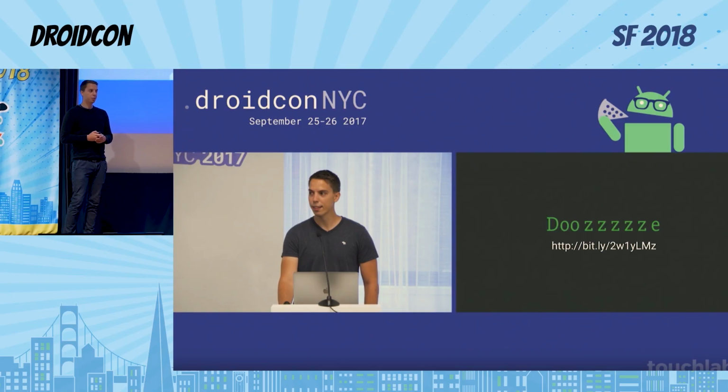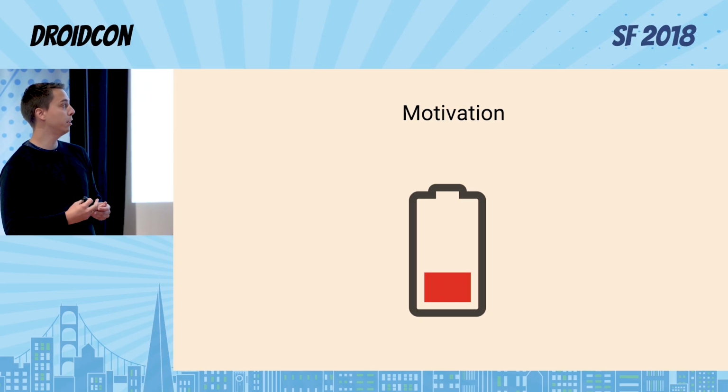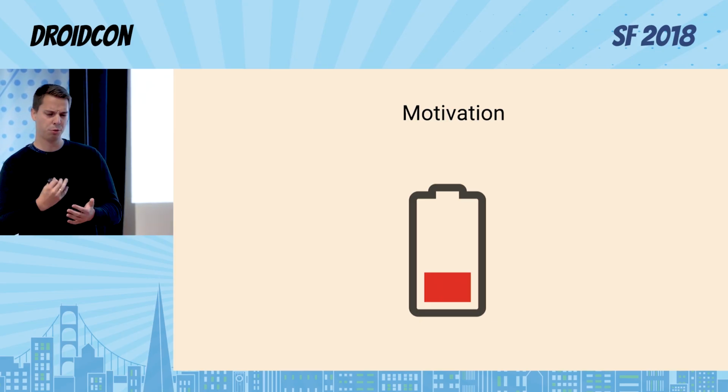Something that hasn't changed compared to last year is this little icon that we all try to avoid, and it is still important, and we should really measure the performance of our apps, but also the battery usage. And we should try to avoid it as much as we can.